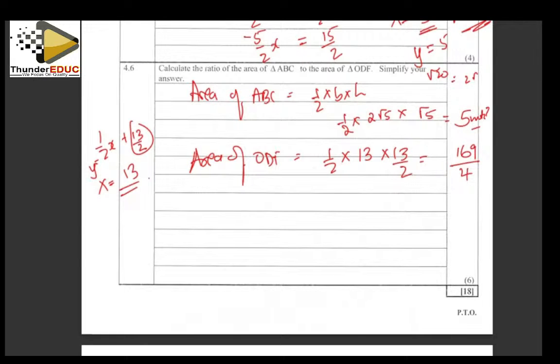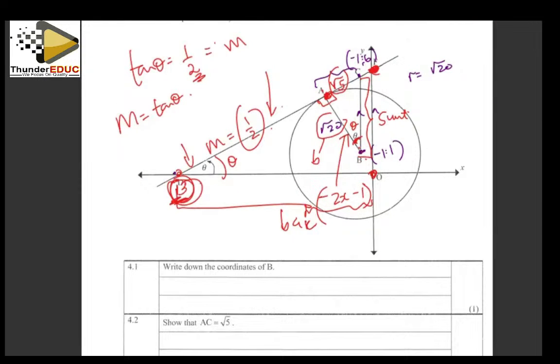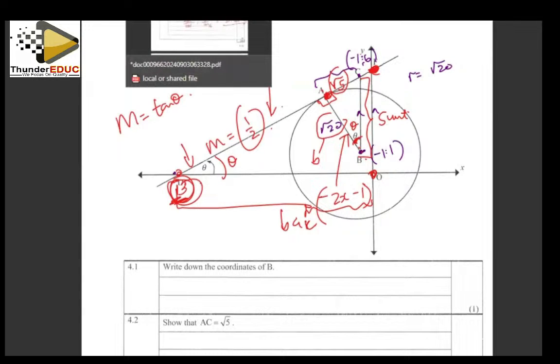Then since we want the ratio of ABC over ODF, that's going to be 5 divided by 169 over 4, which becomes 20 is to 169. Okay, 20 is to 169. So we can't simplify this any further. So this becomes our answer. Okay. Then that is 4.6. And I think it's the last one for question number 4.